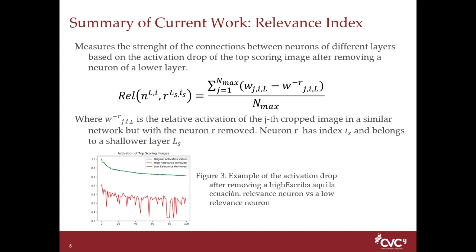It is calculated by averaging the drop in activation of the top scoring images of a neuron after removing a neuron of a shallower layer. As you can see here, we have the activations of the top scoring images of a neuron, and after removing a neuron of a shallower layer, we have the same activations, which are lower. So basically, the area between these two lines gives us the value of the relevance index.